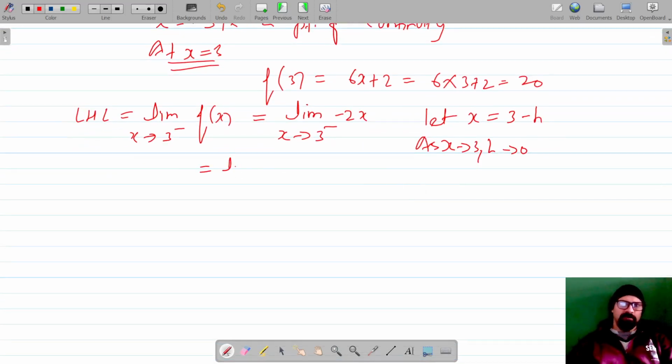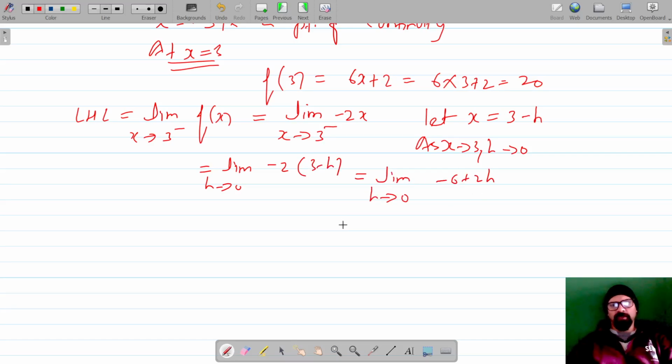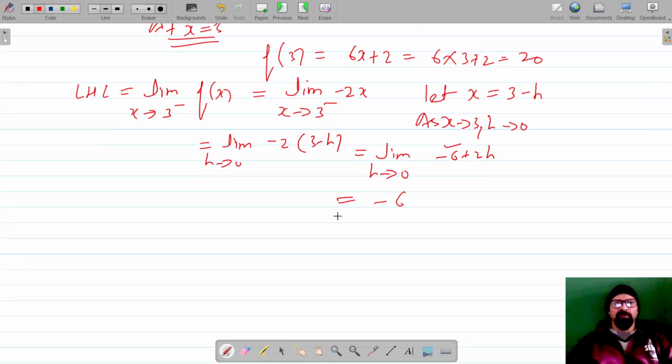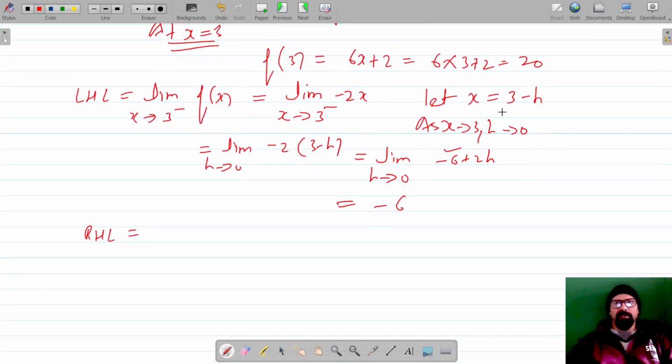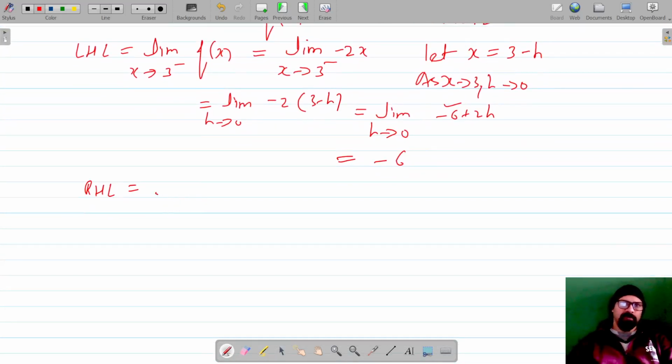So this function is now defined for limit h tends to 0, which is minus 2x is 3 minus h, which gives me limit h tends to 0. This is negative 6 plus 2x, and taking the limit, putting h equal to 0 here gives me negative 6. Obviously this function is not continuous because the left-hand limit is not equal to the value of the function, but let's find out.